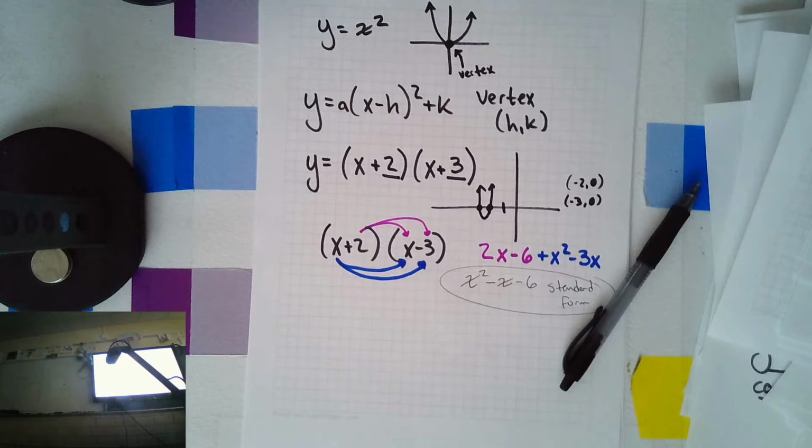So explaining our thinking, we say, well, it's got to be A because it crosses the x-axis at -2, comma 0, and 5, comma 0, and it opens upward.